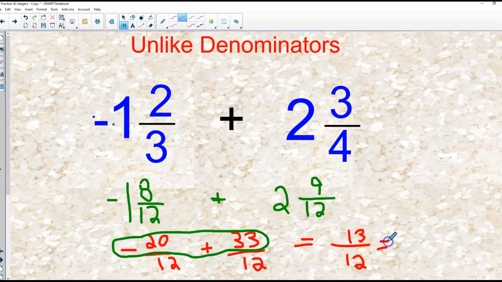Now, this is improper, so you should change that to 1 1/12. That cannot be reduced, and again, there's no sign to bring along because it's positive. Okay, so the only difference here right now is we find a common denominator first, then make it improper. Okay, let's look at one more, and this one will be subtraction.